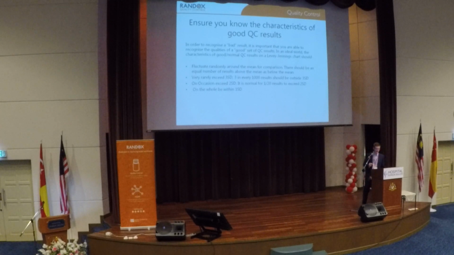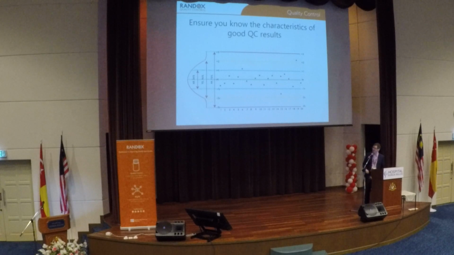Approximately 3 in every 1,000 results should be outside 3SD in terms of statistical probability. On occasion, your results should exceed 2SD. It's normal for 1 in 20 results to exceed 2SD, so it's normal for 5% of the time that your results are outside 2SD. And on the whole, your results should be within 1SD. About 68% of your results should fall within 1 standard deviation of your mean.